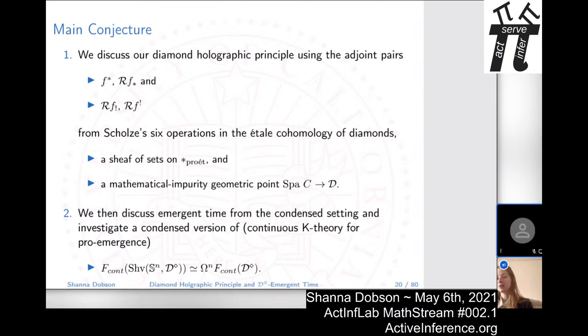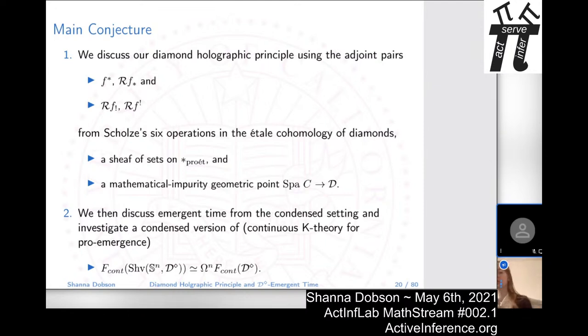We actually want to condensify this. So how do you rephrase all this in terms of a sheaf of sets on a certain site? I'm going to go into what that means. And then, how do we think about holography in terms of a mathematical impurity geometric point? This Spa C^♭, that's the adic spectrum of this closed algebraic curve mapping to the actual diamond. So again, when we think about reflections, we're trying to mathematically interpret that.